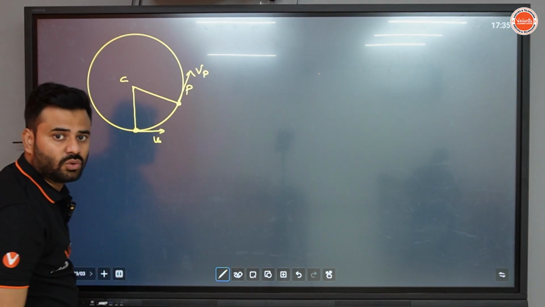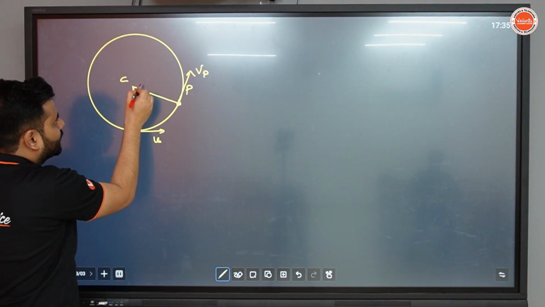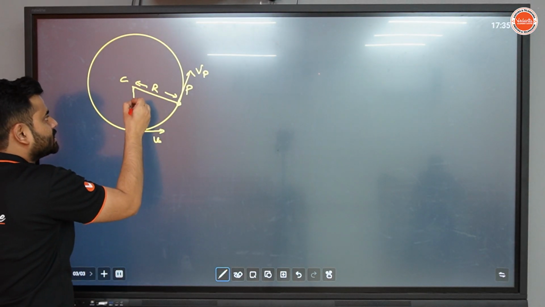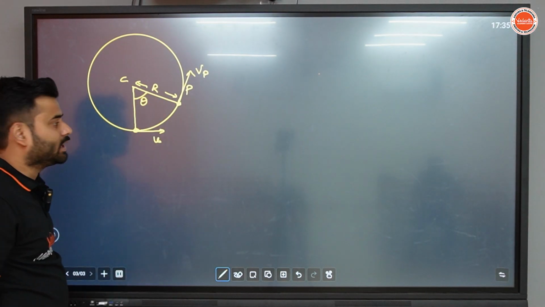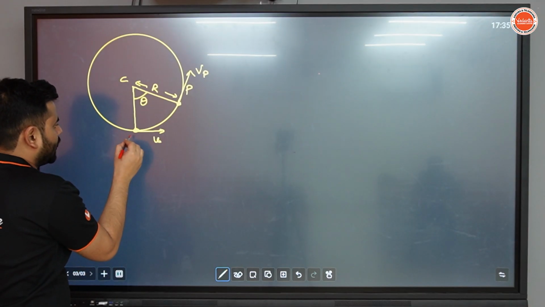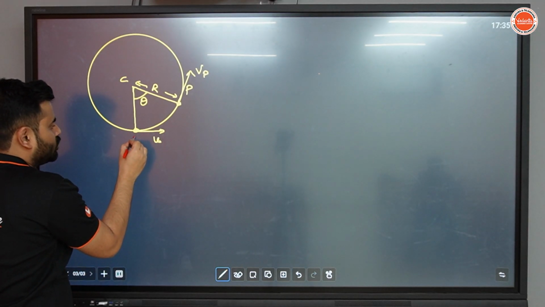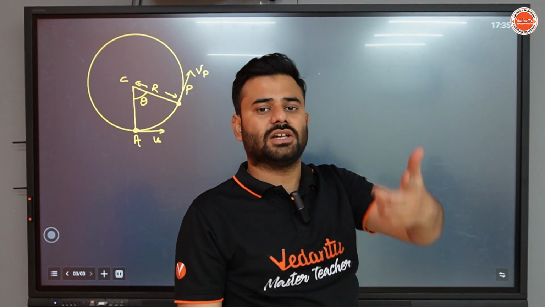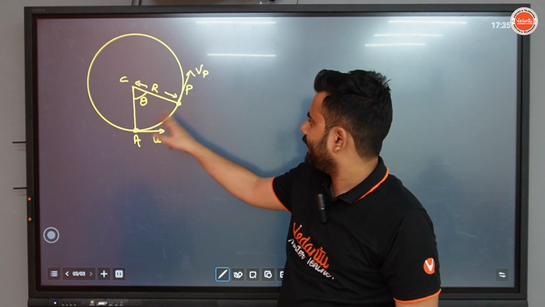Initial velocity is u. So if you look carefully, the radius is how much? Radius is r. And this angle is how much? Theta. So if you look carefully, I am going to do one thing. This is the lowermost point, let's call it point A. Let's apply energy conservation between point A and P.